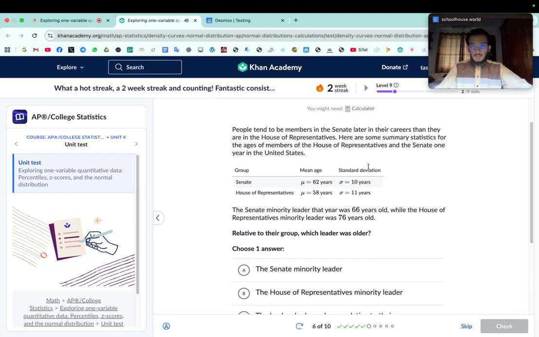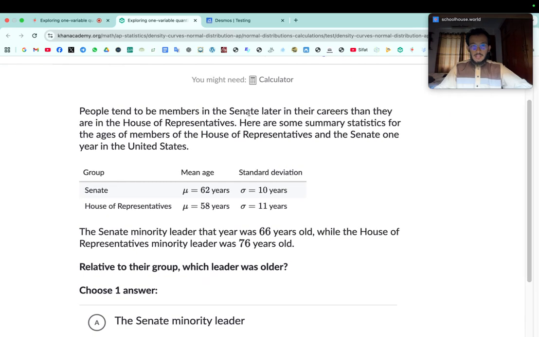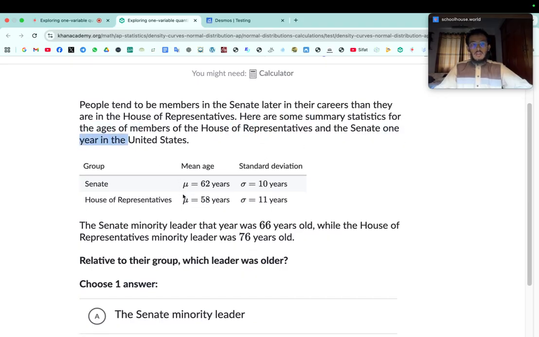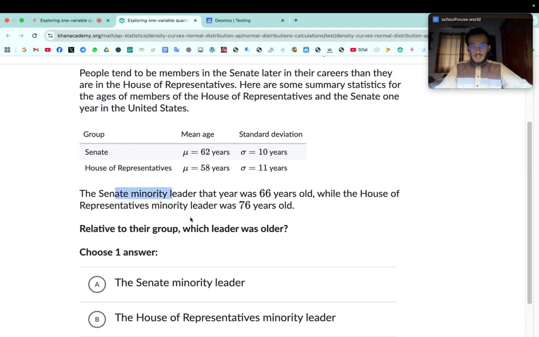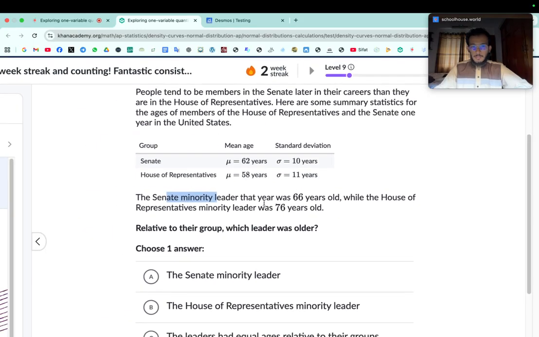All right. People tend to be members in the Senate later in their careers than they are in the House of Representatives. Here are some summary statistics for the ages of the members of the House of Representatives and the Senate one year in the United States. The Senate minority leader that year was 66 years old, while the House of Representatives minority leader was 76 years old. Relative to their group, which leader was older?